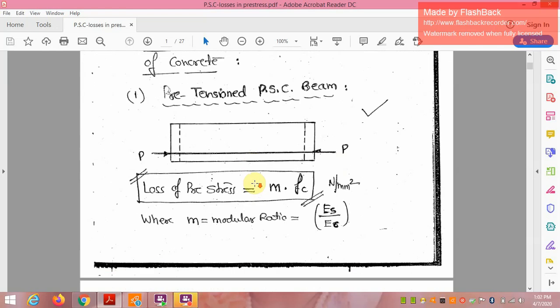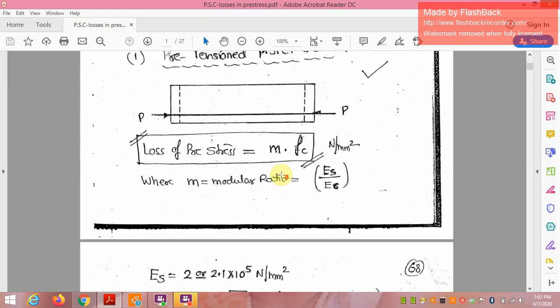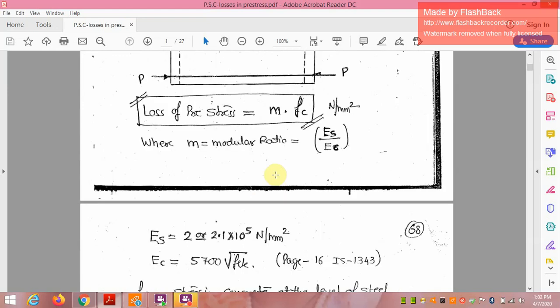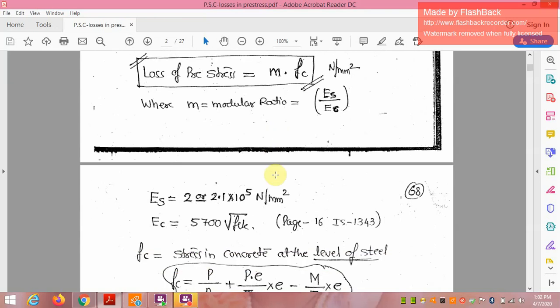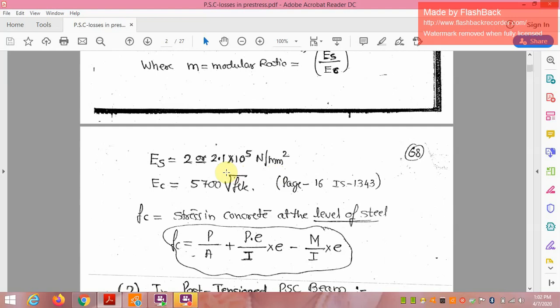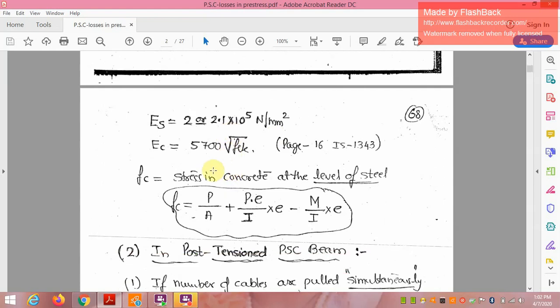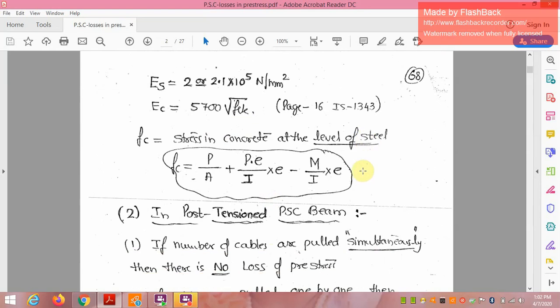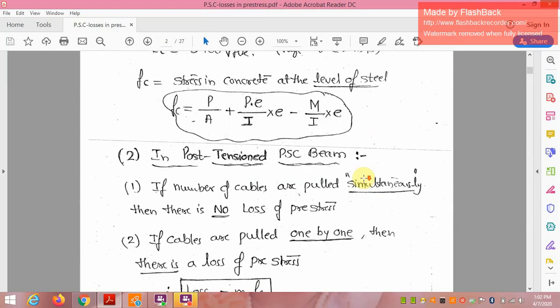So in that, first I will go for loss of pre-stress due to elastic deformation of the concrete. This is the diagram in which the pre-stressing is applied to both ends of the beam. This loss of pre-stress is given by m into fc, where m is the modular ratio, Es by Ec, where Es is equal to 2.1 into 10 raised to 5 Newton per mm square, and Ec is 5700 root of fck, where fck is the strength of the concrete. It is available on page number 16 of IS code 1343. Fc is the stress in the concrete at the level of the steel.